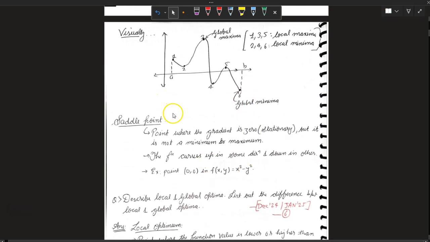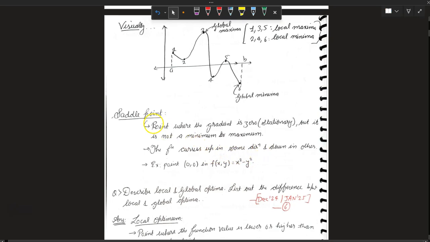So what's the saddle point? Saddle point is a point where the gradient is 0 but it is not a maximum or minimum. The function curves up in some direction and down in another. So in a saddle point you can't find minimum or maximum values.